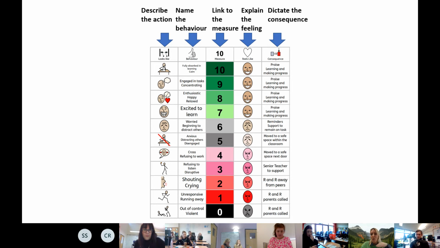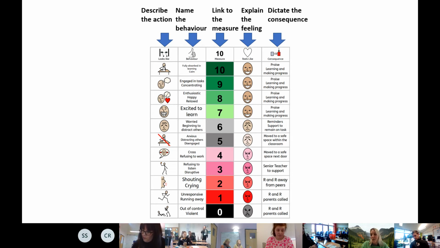The next one is to name their behavior. So obviously what they're doing is because of this behavior or leads to this behavior. So again, talk it through with them. And this is important whether, like I said, they're at a 0 or a 10, because sometimes they will need reminding of what it is that they need to do to be at a 10.